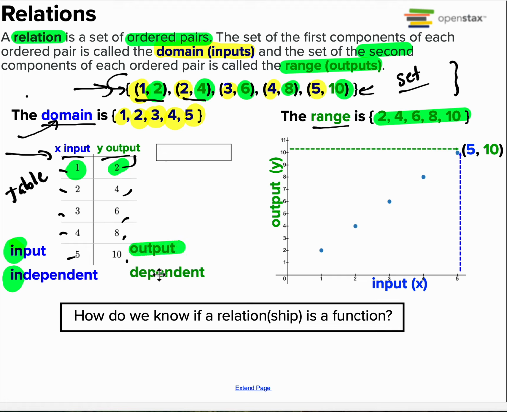And so these are outputs, or the dependent variable. The y value depends on what I input for x.